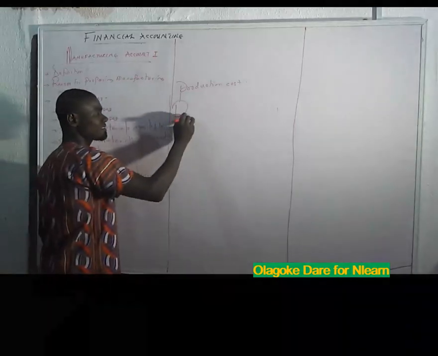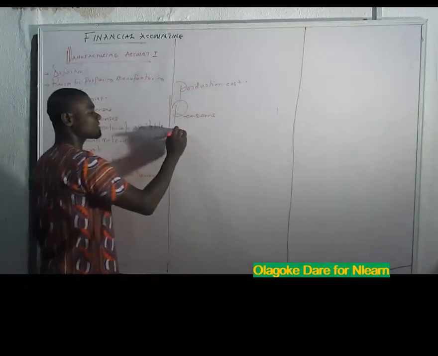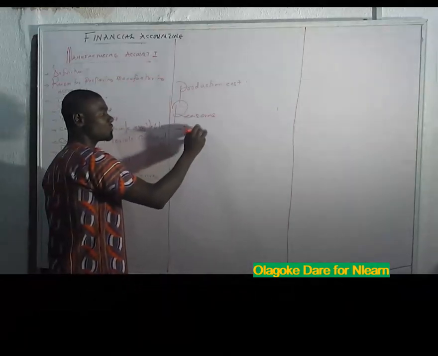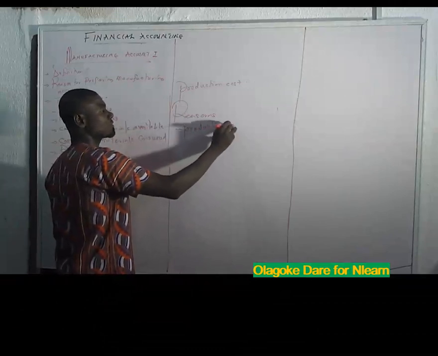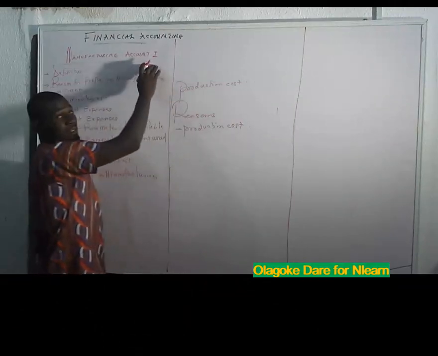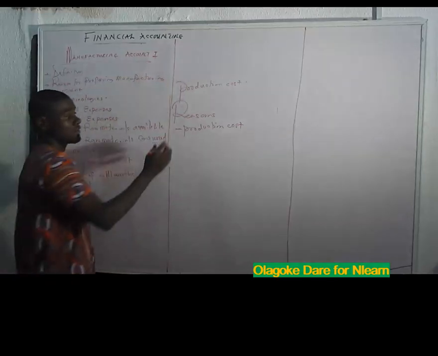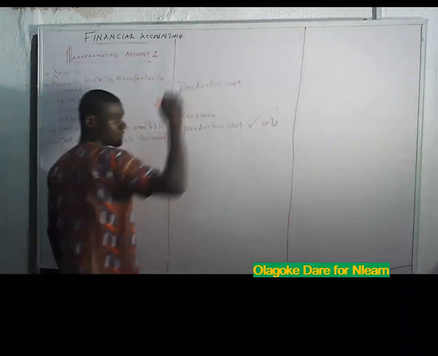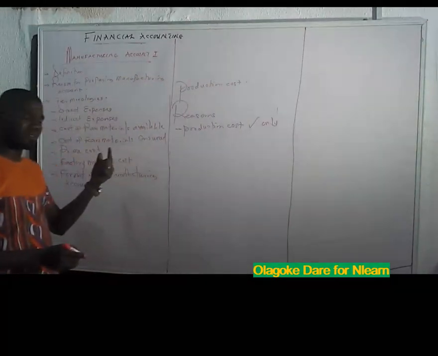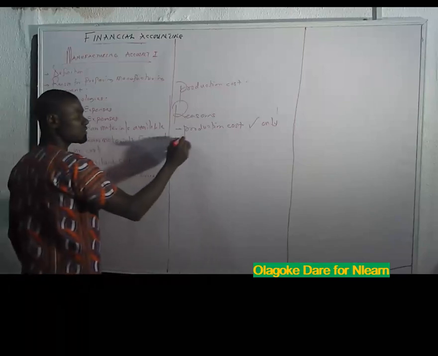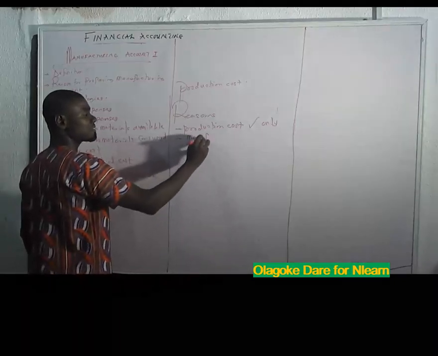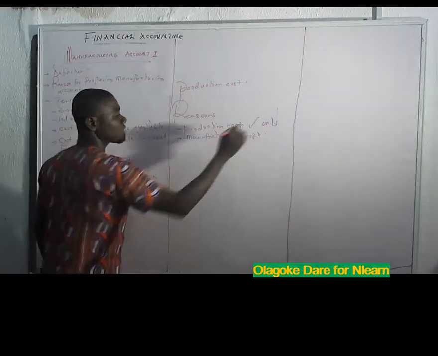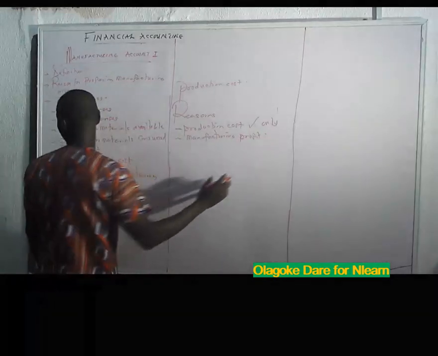Now, why do we prepare manufacturing accounts? What are the reasons why a business organization prepares manufacturing accounts? Number one is to determine production costs. What we want to do today is to prepare manufacturing accounts to determine production cost only. But manufacturing accounts are not only prepared to determine production costs, they are also prepared to determine manufacturing profits. I'm going to explain what manufacturing profit is.